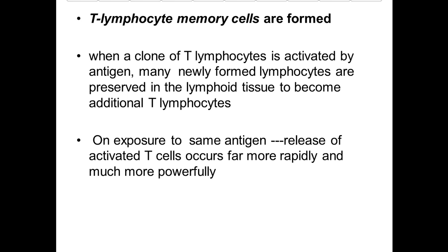T lymphocyte memory cells are formed when a clone of T lymphocytes is activated by antigen. Many newly formed lymphocytes are preserved in the lymphoid tissue to become additional T lymphocytes. When there is exposure to the same antigen again, the release of activated T cells occurs far more rapidly and much more powerfully, because these are the memory cells and they recognize the same antigen.